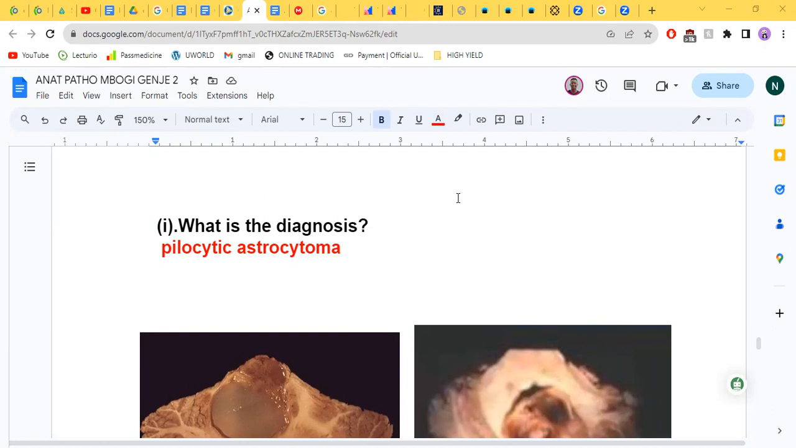In which age bracket is astrocytoma very frequently diagnosed? Is it the young? Yes, the children, especially 5 to 15. Awesome, guys. I think we are doing well. Maybe we can go to the next diagram.